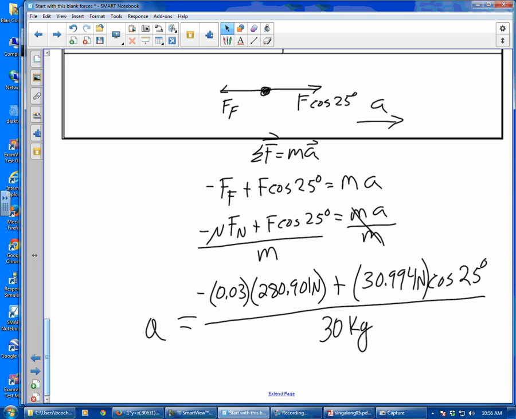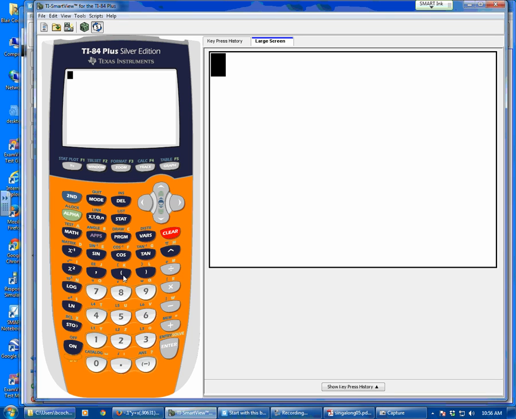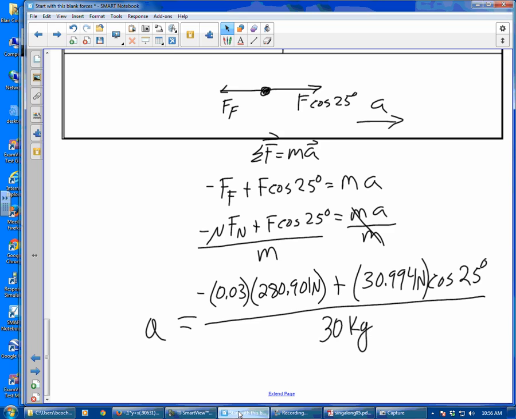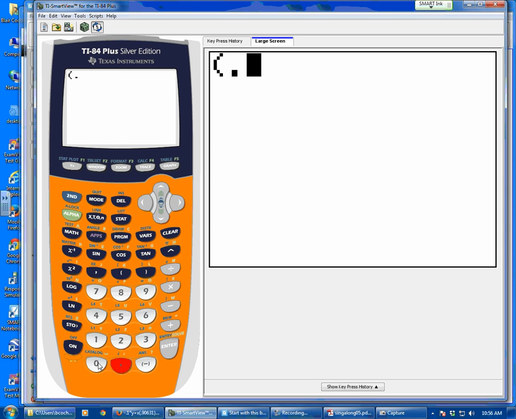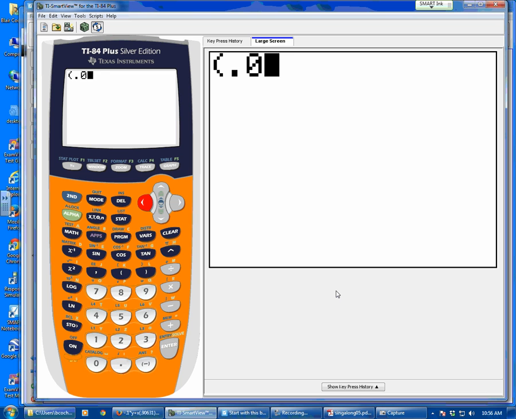Now I just plug it in my calculator, right? Yay! Make sure that works. So, let's see, calculator-wise, figure that out. Big parentheses. .03. Oh, that should be negative, sorry. Negative 0.03 times.